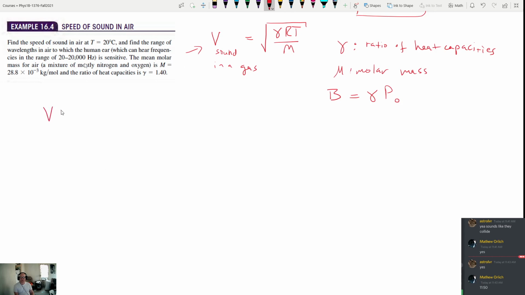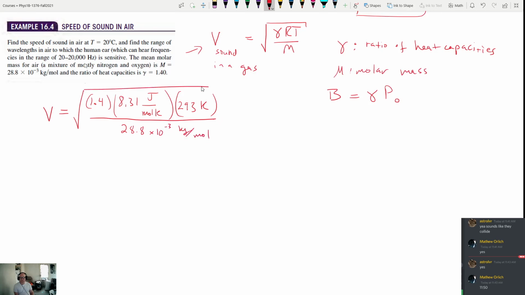Okay. Very plug-and-chuggy equation. We're going to have v equal to the square root of gamma, which is 1.4, multiplied by R, which is 8.31 joules per mole Kelvin, multiplied by 20 degrees Celsius, but we have to convert that up, so it's going to be 293 Kelvin. Just add 273. Divide by molar mass, which is given as 28.8 times 10 to the minus 3 kg per mole. Square root that. Velocity equals.